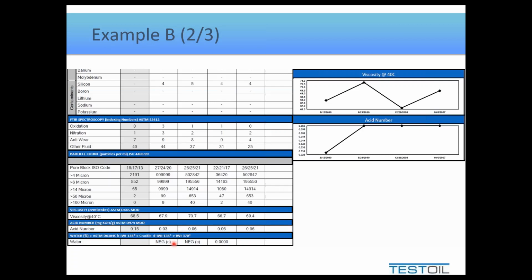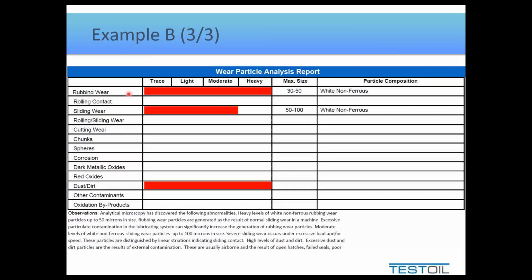Acid number is a flat trend, there's been no water to speak of, so we go to the last page of the report, and again, simply put, the first two are considered normal as long as the particle size is around 5 microns. Any of these last ones are always considered abnormal, regardless of level, regardless of particle size. So when I look at this first one, I see a high level, but also it's large particles. So this is abnormal, but being aware, it's an effect. Sliding wear is high and very large, but still being aware, it's an effect. Dust and dirt, however, are high. So dust and dirt is a cause.